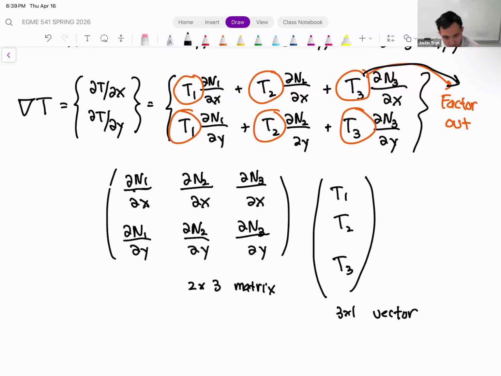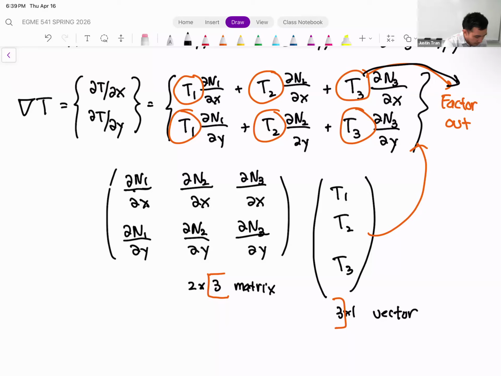Because if you multiply these inner dimensions, right? Remember the rule for multiplying matrices together is that you can do that if their inner dimensions agree. And so our inner dimension is 3 and 3. So that means we can do this matrix vector multiplication. If you multiply the first row by this column, second row by the column vector, we end up with this guy back up here. So all we did was factor out the temperature coefficients.